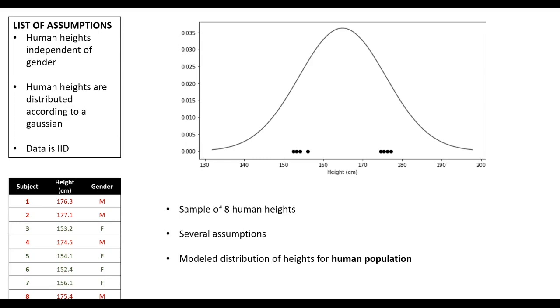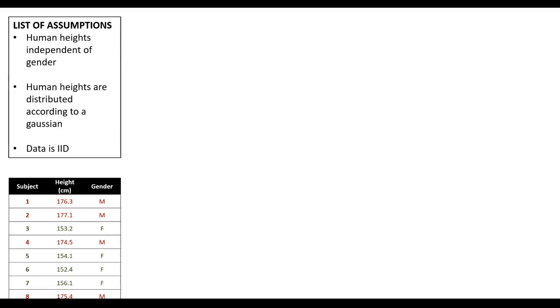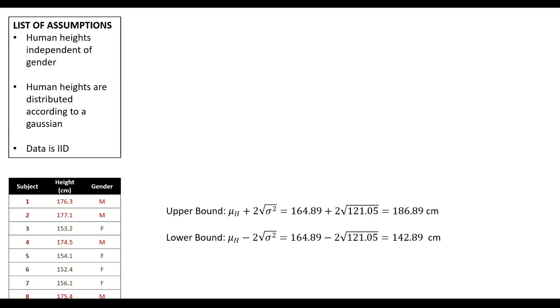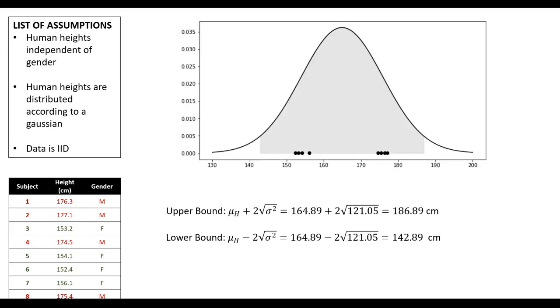To find these bounds, we can just use the standard deviation. The upper bound is mean plus 2 standard deviations, giving us 186.89 centimeters. The lower bound is mean minus 2 standard deviations, giving us 142.89 centimeters. If we plot these bounds on our graph, we get the following shaded region. Note that this will account for approximately 95% of the distribution.